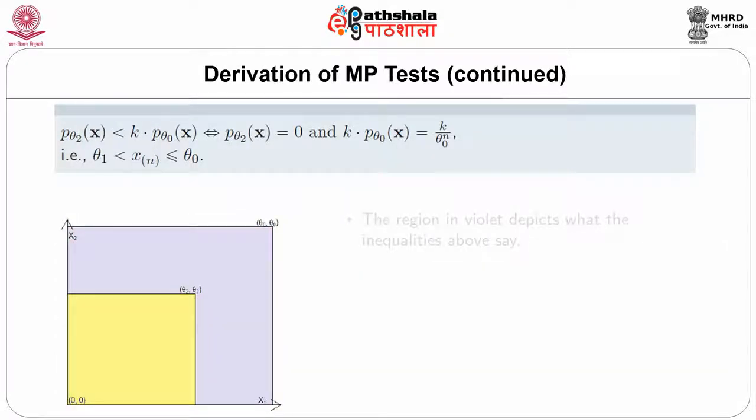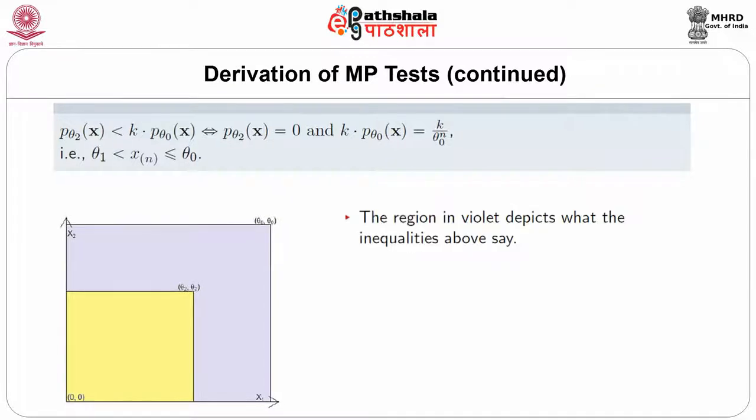Next, p theta 2 less than k p theta naught. p theta 2 is 0 and k p theta naught is k by theta naught to the power n. This is equivalent to x order n lying between theta 2 and theta naught, and the region in violet depicts what the inequality is above.